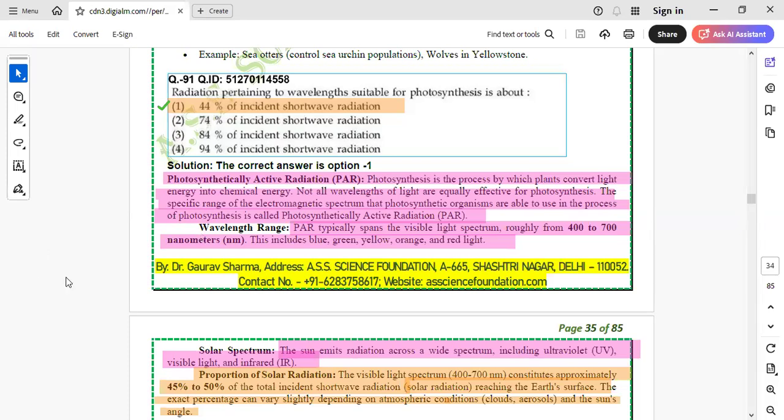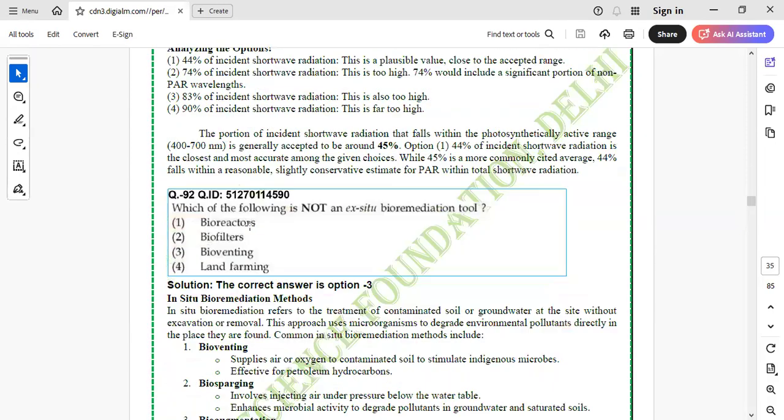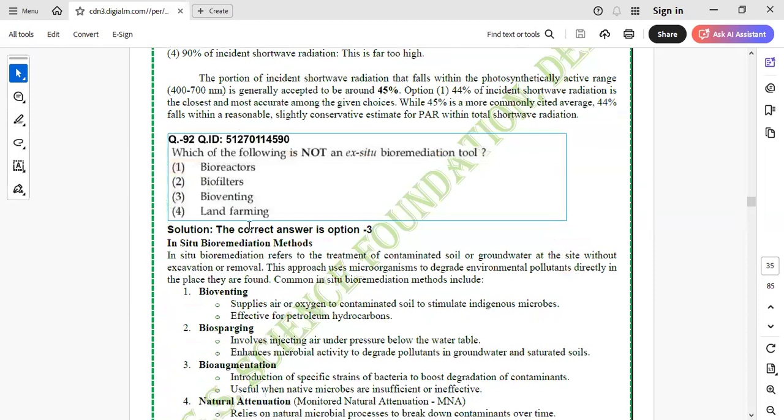But anyways, let's move to the next question, which is question number 92. It is also a question repeated multiple times, where we talk about in situ bioremediation and ex situ bioremediation.